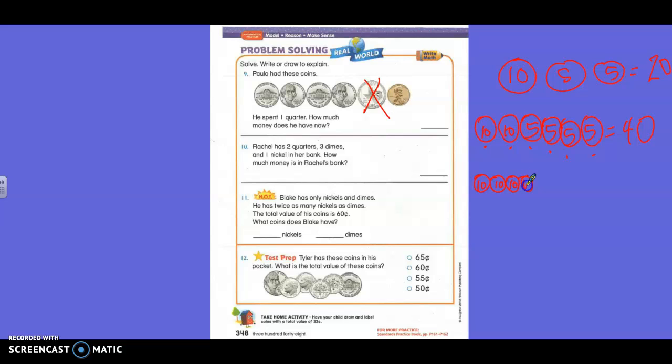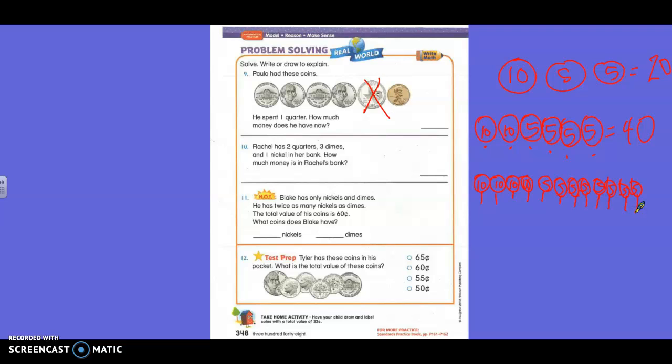4 dimes. How many nickels would that be then? If you're doubling the dimes, how many nickels would that be? 8. So then we're going to have 8 5-cents. 5, 5, 5, 5, 5. Okay, let's count that. 10, 20, 30, 40, 45, 50, 55, 60, 65, 70, 75, 80.